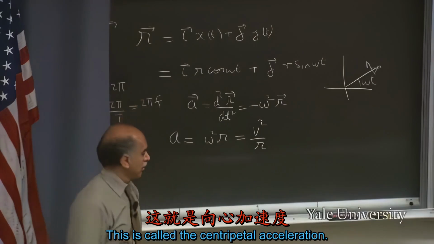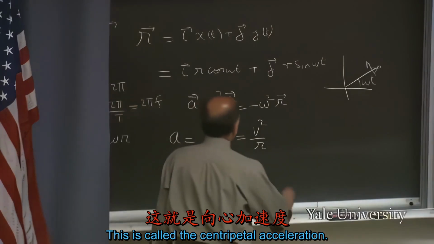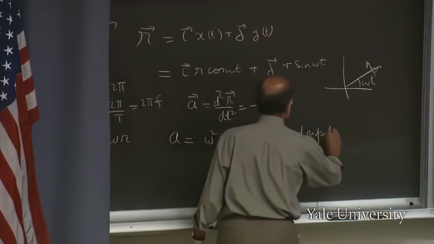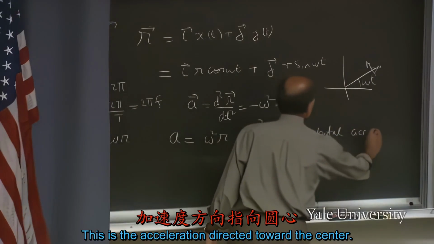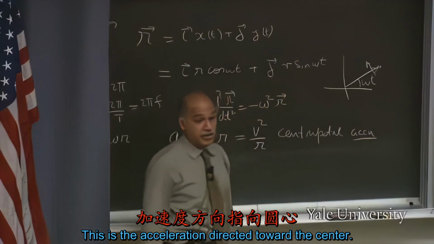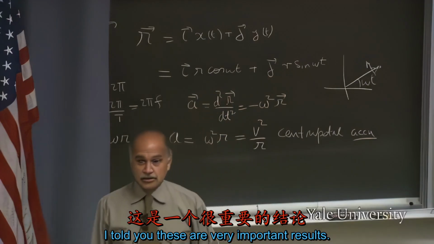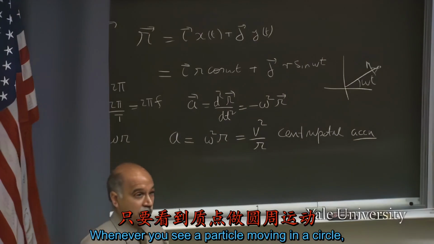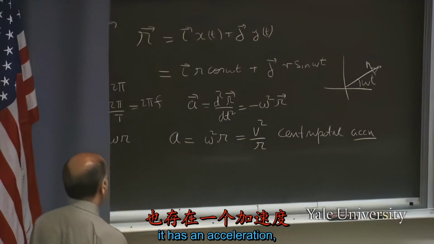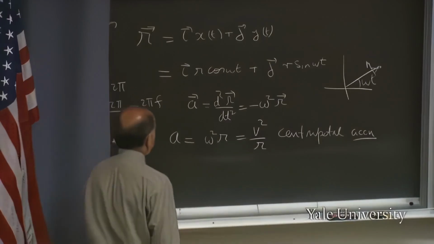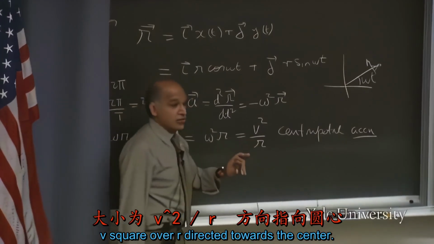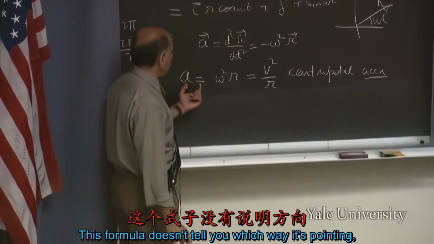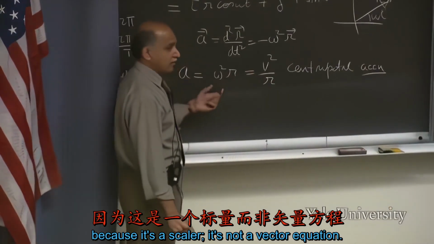This is called the centripetal acceleration. This is the acceleration directed toward the center, and I told you this is a very important result. You've got to get this in your head. Whenever you see a particle moving in a circle, even if it's at constant speed, it has an acceleration, v squared over r, directed towards the center. This formula doesn't tell you which way it's pointing because it's a scalar, it's not a vector equation.